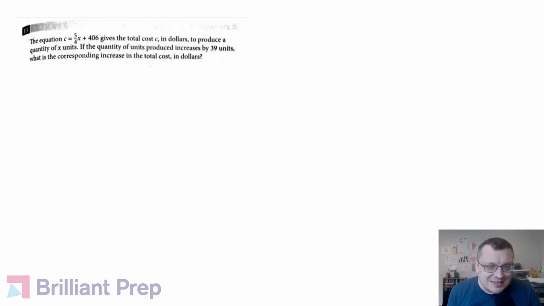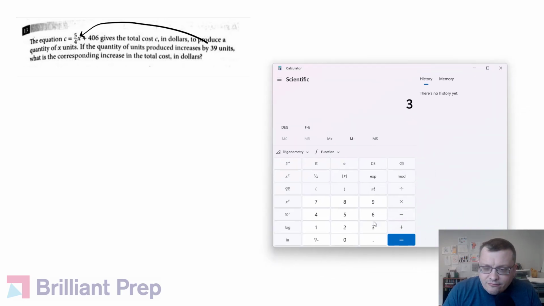So you could plug in 39. It wouldn't seem like a bad idea, and there is a way to do that and make it work. But you have to be very careful, because if you plug in x is 39 and calculate 39 times 5/4 plus 406, you'll get an answer. I guess we'd have to round. But the point is, you get something, but is this really the answer?